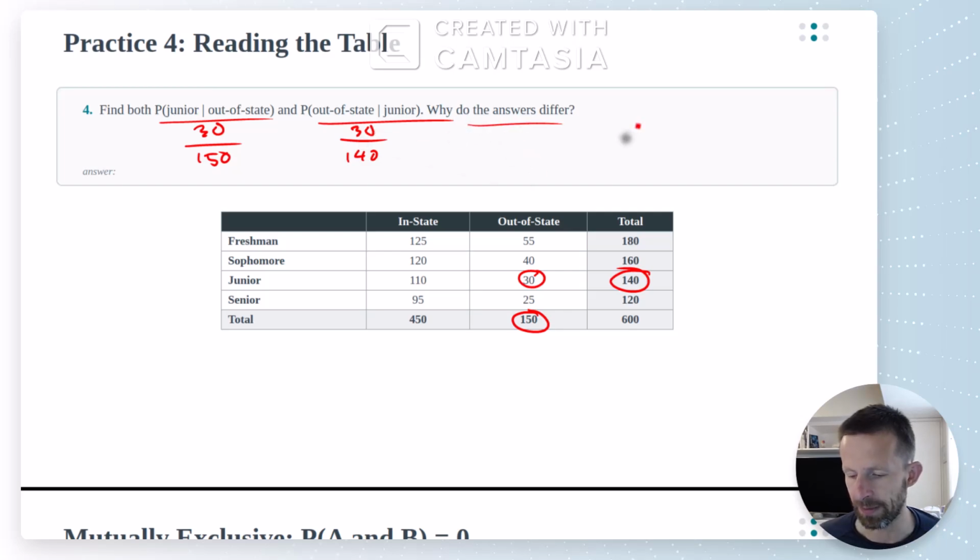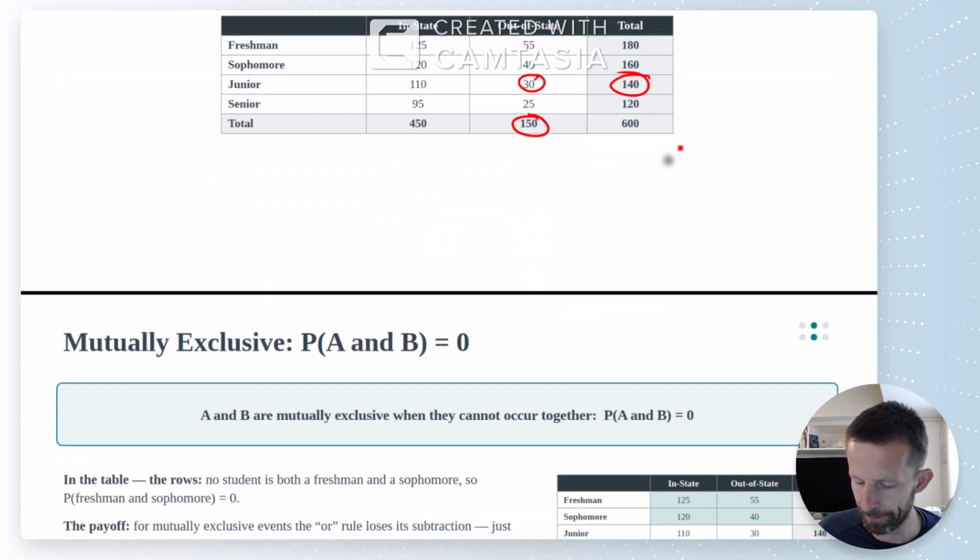So why do the answers differ? Because depending on what set we're taking out of, it's going to have a different denominator.